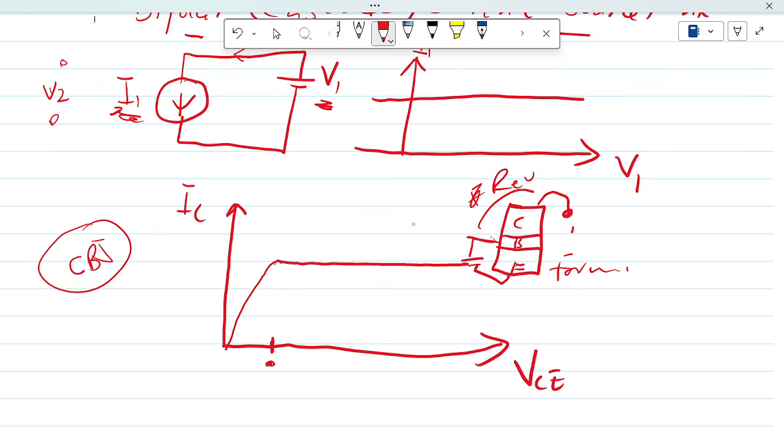We also learned that due to the early effect, this is what actually happens. The Early voltage effect. Okay, so how do we improve on this? This is an ideal current source, so this is what we expect, but this is what we are getting.